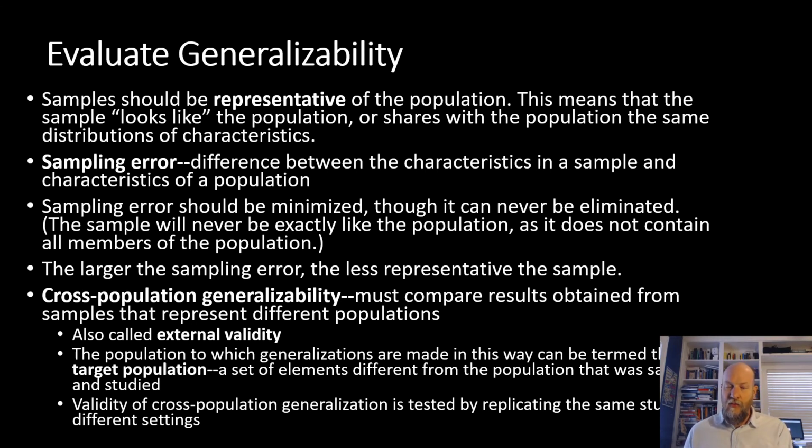In some cases, though, we don't just want to be able to generalize back to our target population, but to a larger or another population as a whole. And so the validity of cross-population generalization is tested by replicating the same study in different settings, meaning you go out and draw from a different group of people, a different population. Do you find similar findings? Do you get similar results? The more that happens, the more it's replicated, the more we say that the study or the theory has high external validity. It's very generalizable across populations.